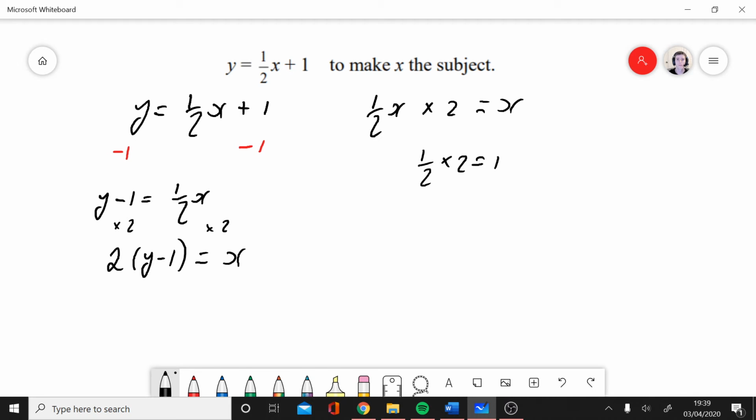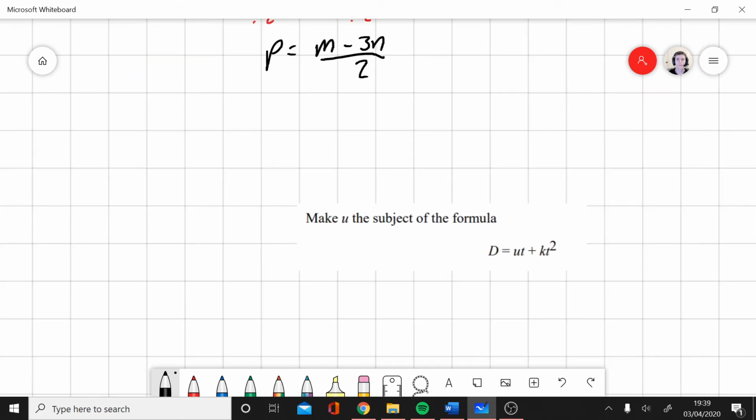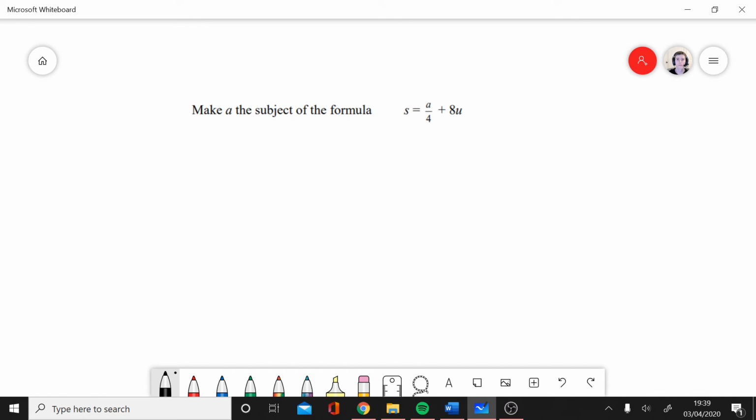And then we can expand out these brackets if we'd like, to end up with 2Y minus 2 being equal to X. There we go. On to the next question, which is down here. Make A the subject of the formula. Again, I'm going to give you another 30 seconds to give that one a go. Off you go.